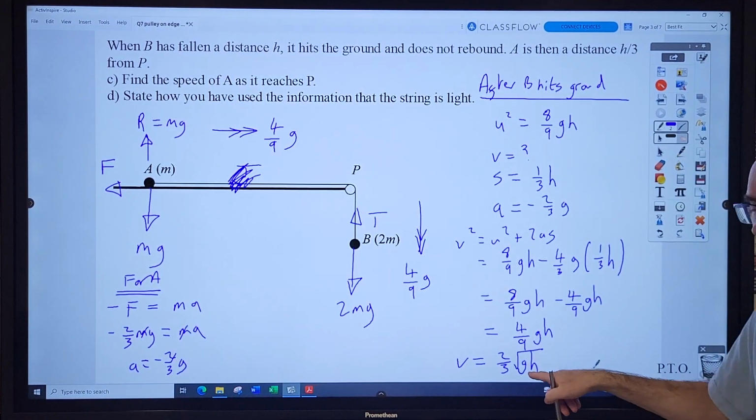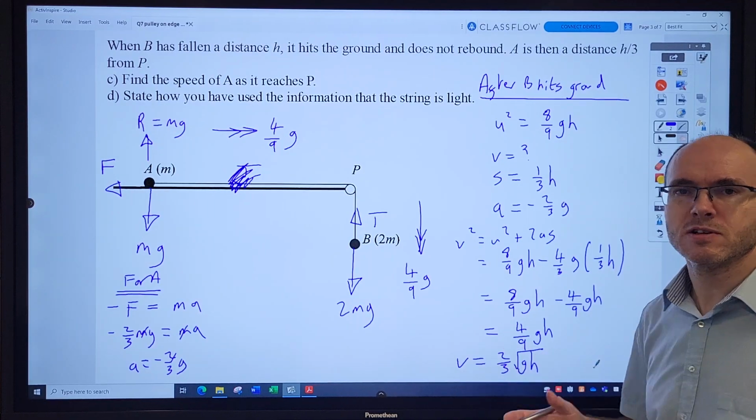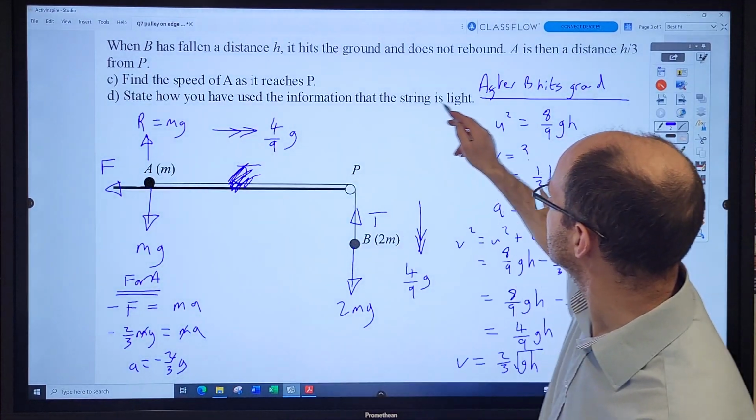If you want, work out what root 9.8 actually is, times it by 2/3, and then that times h, round to two significant figures. Lastly, state how you use the information that the string is light.